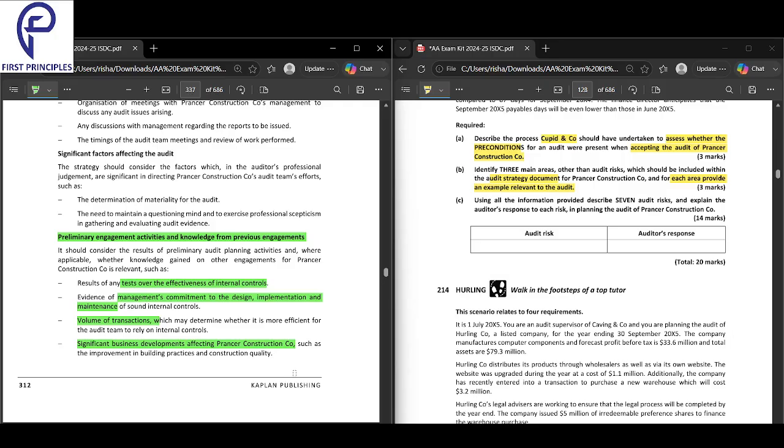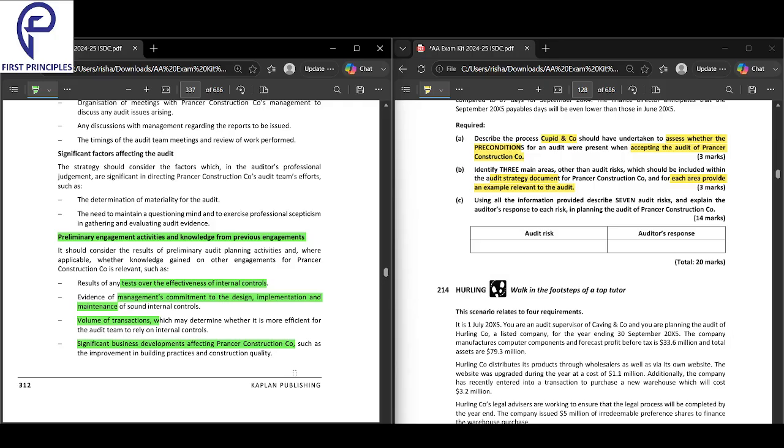Next, we look into results of any tests over the effectiveness of internal control. If you did any tests, what were the results of that? Next, evidence of management's commitment to design, implementation, and maintenance of sound internal controls. What is the evidence of management's commitment to the design, implementation, and maintenance of sound internal controls?